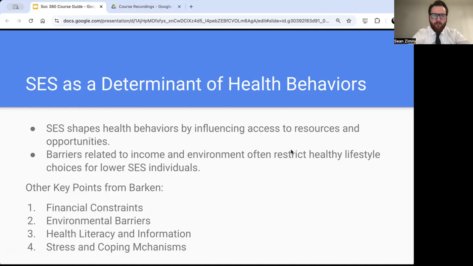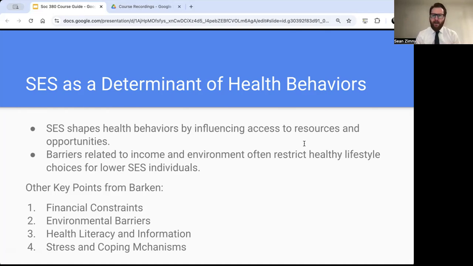Number two, environmental barriers. So food deserts. We've been talking about food deserts throughout the course a bit. Lower income neighborhoods oftentimes lack access to grocery stores with fresh produce. Instead, they rely on convenience stores stocked with more processed foods. That's what we're talking about when we think of food deserts. And then even safe spaces for exercise, right? As an environmental barrier, high crime areas or poorly maintained parks can really discourage outdoor physical activity.